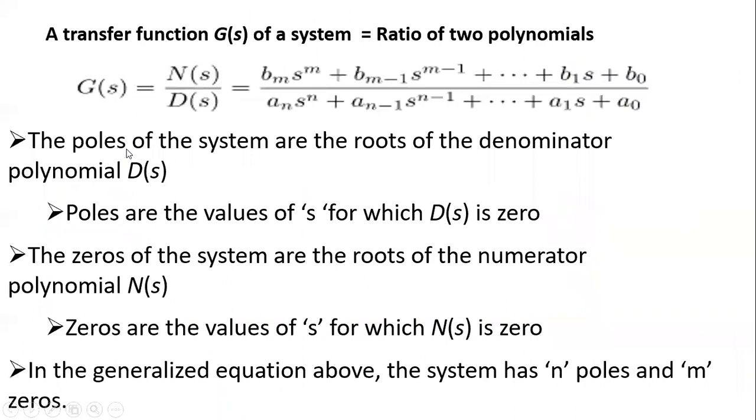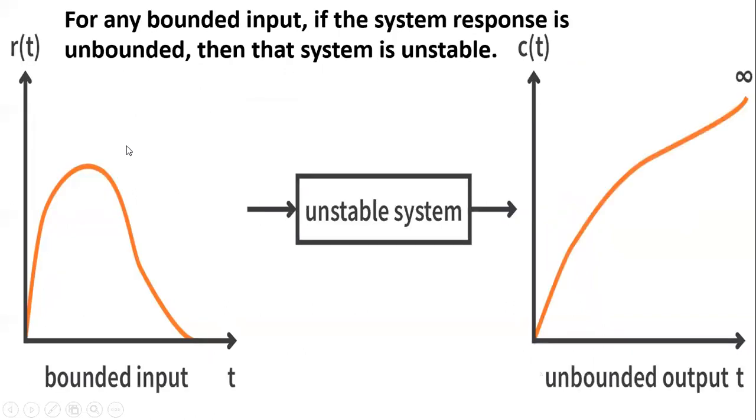Then, for any bounded input, if the system response is unbounded, that system is unstable.